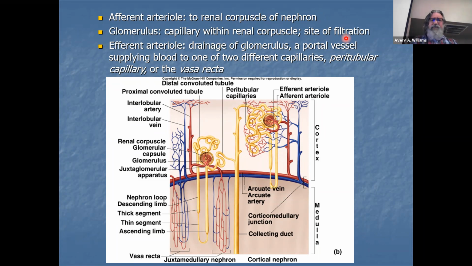Well, here I have the efferent arteriole. What does afferent mean? It means toward. Efferent means away from. But it's another arteriole. This is kind of strange. How do you go from arteriole to arteriole?